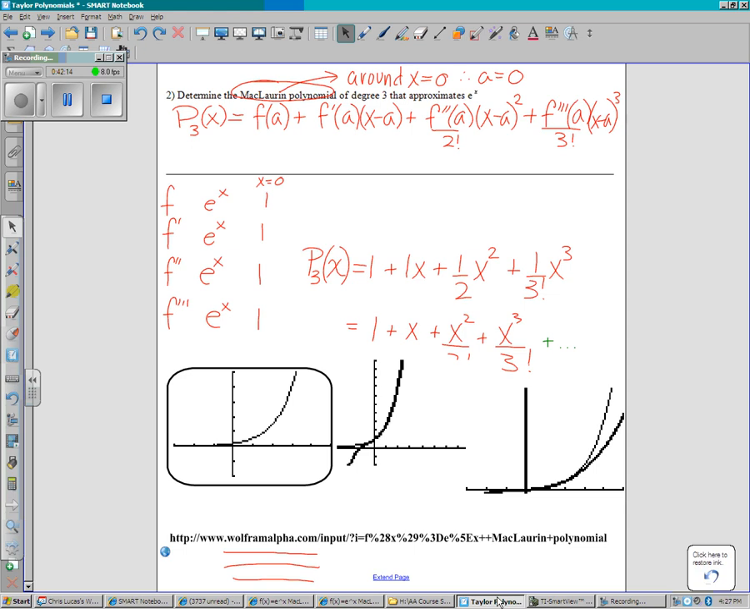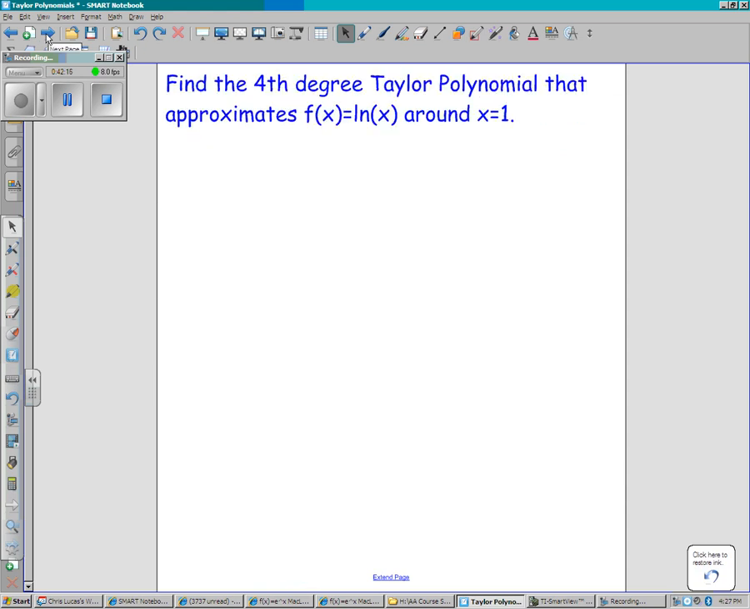I think I have one more. I think you guys should do that one. Find the fourth degree Taylor polynomial that approximates f of x equal to ln of x around x equals 1. All right, and then check. Graph it. Graph both the natural log function and your Taylor polynomial. They should look pretty darn close.